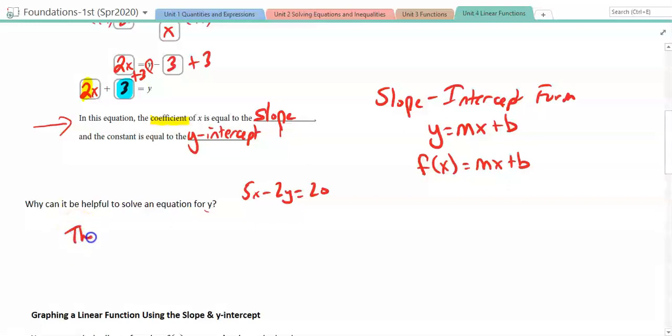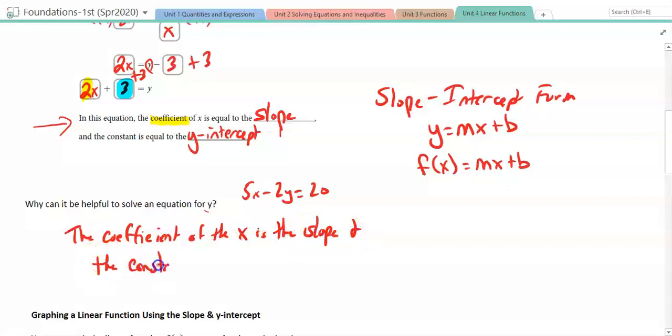Because the coefficient of the x is the slope, and the constant is the y-intercept. Okay? So we're going to look at a couple examples with slope-intercept form to graph them. Again, this should not be anything too new, just recalling what we've done before.